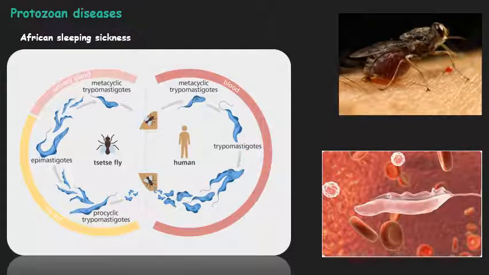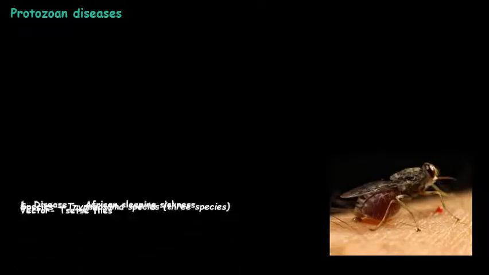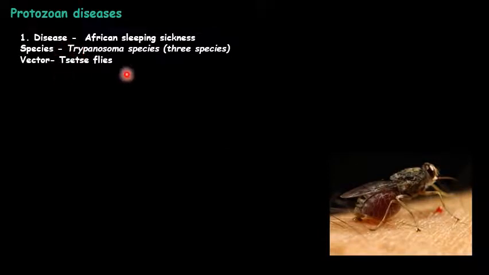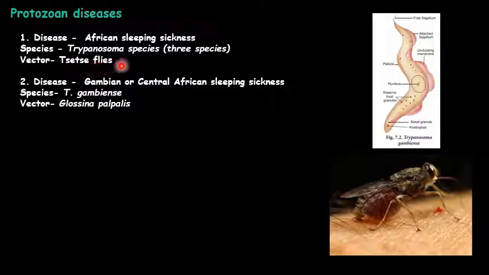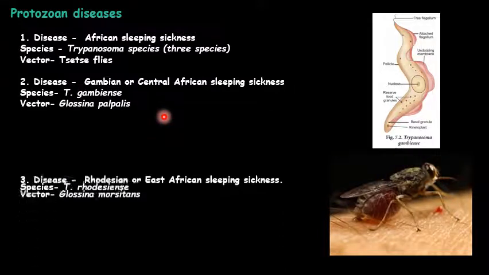So let us see what is given in your book. As I told you, it can be caused by three species of Trypanosoma. In the previous one, which we have seen, it is majorly caused by this vector, which is the tsetse fly. Then we have Gambian or Central African sleeping sickness. This is caused by the Trypanosoma gambiense species, and the vector for this is Glossina palpalis. It is also a fly.